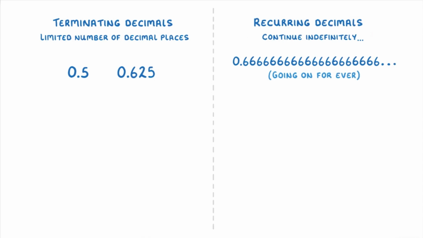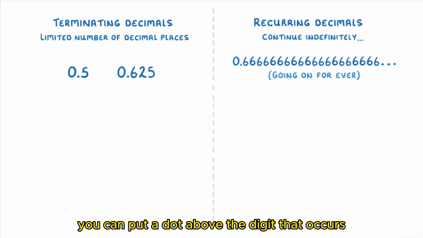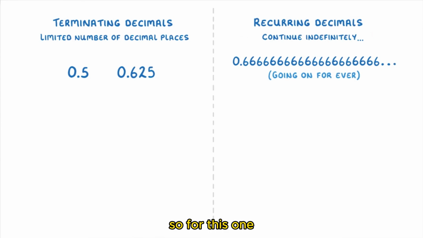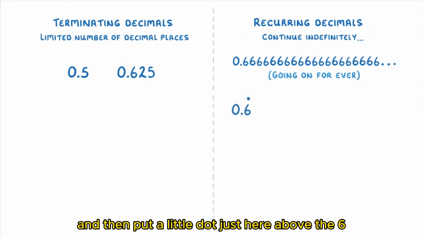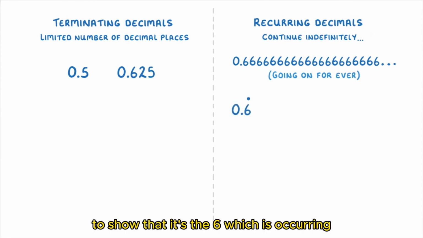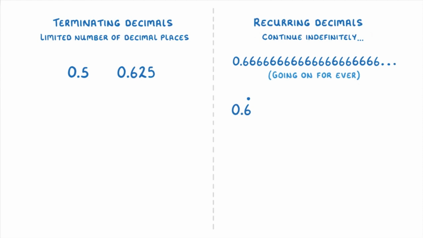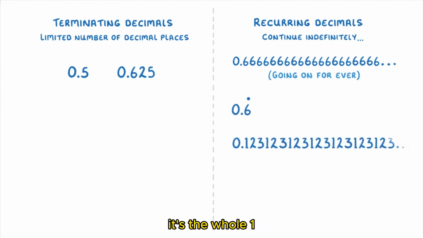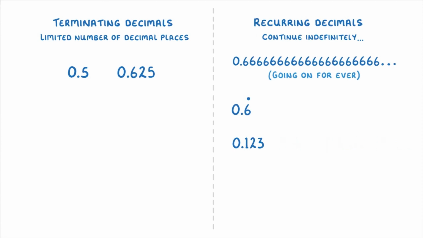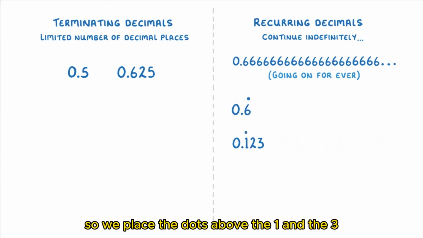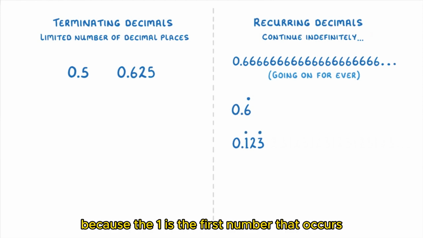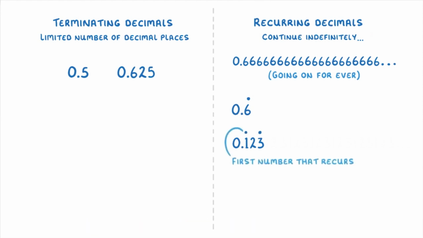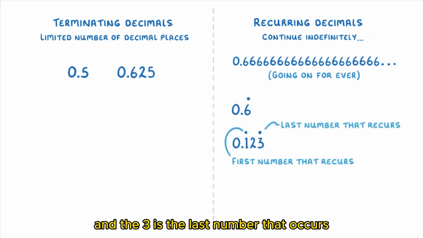We obviously don't want to write out an infinite number of 6s though. So instead, you can put a dot above the digit that recurs. So for this one, you could just write out 0.6, and then put a little dot just here above the 6, to show that it's the 6 which is recurring. For more complicated ones, like 0.123, 123, 123, and so on, it's the whole 123 part which is recurring. So we place the dots above the 1 and the 3, because the 1 is the first number that recurs, and 3 is the last number that recurs.